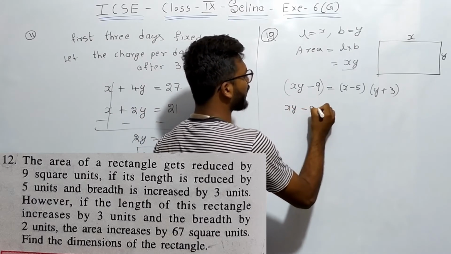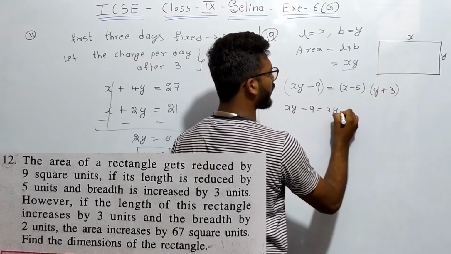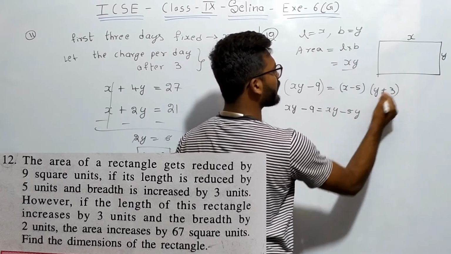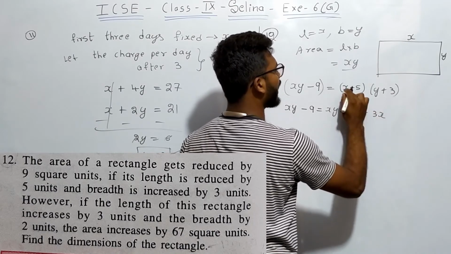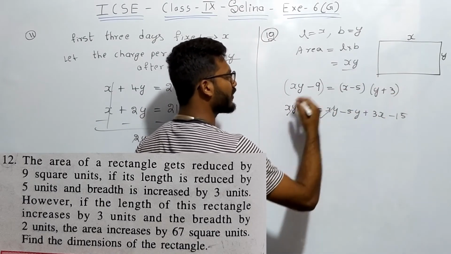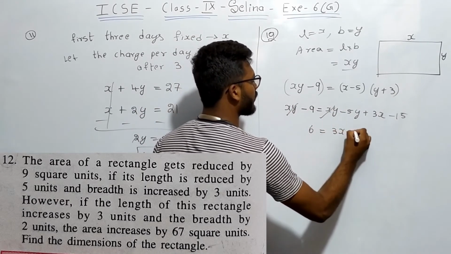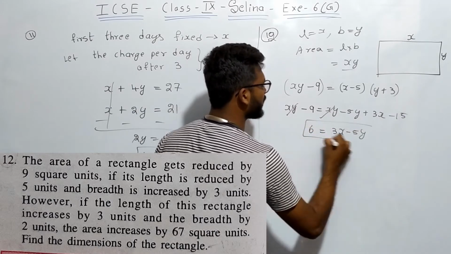xy minus 9 is equal to (x minus 5) into (y plus 3), that is xy plus 3x minus 5y minus 15. xy will get cancelled. So 15 will come this side as plus 15, so it becomes 6 is equal to 3x minus 5y. This is the one condition.